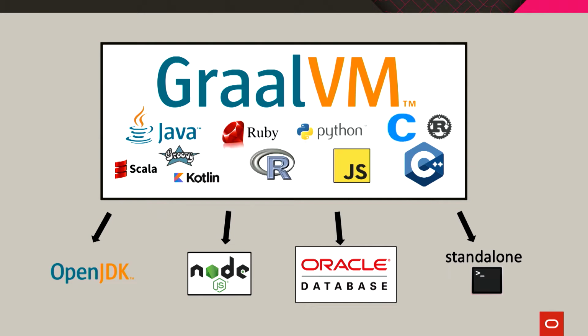And also, you can produce native images, so you can produce standalone binaries from your applications. So this is a game changer for languages like Java and Scala, because you can produce highly optimized binaries, which are very small, so it's useful for the container world, for instance. And it can also start up very quickly and has a very small memory footprint because it's compiled ahead of time.